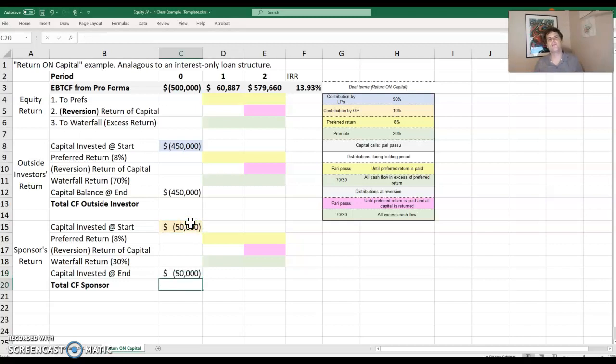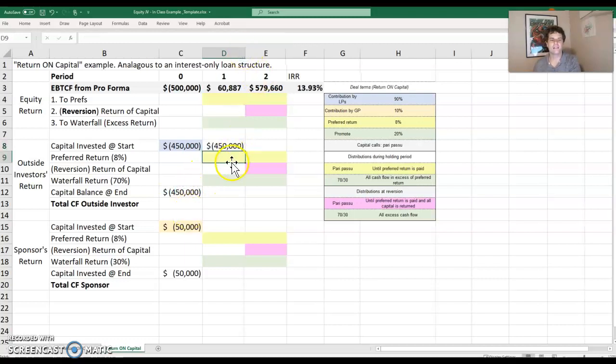So let's now move to period 1. This asset earns $60,887. So we go through our distributions during the holding period protocol. The first thing we need to do is pay off the prefs. So in this case, at the beginning of period 1, each investor has their initial investment outstanding, and they are going to earn the preferred return, which here is 8% on that capital they have invested.